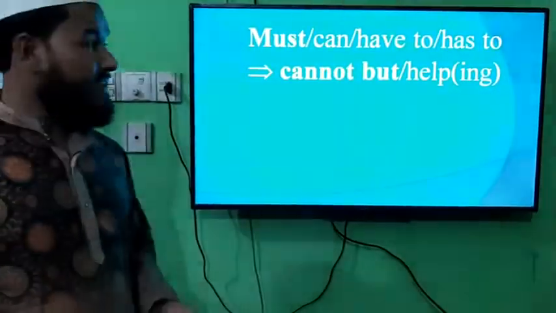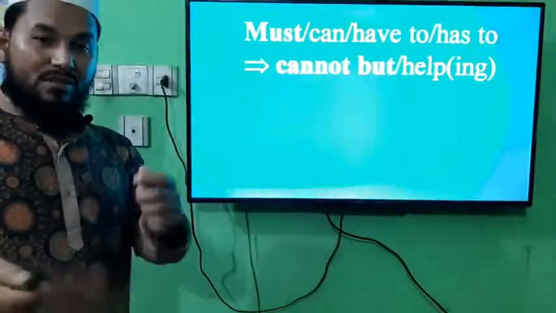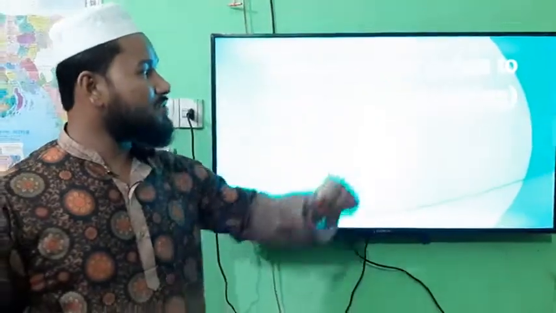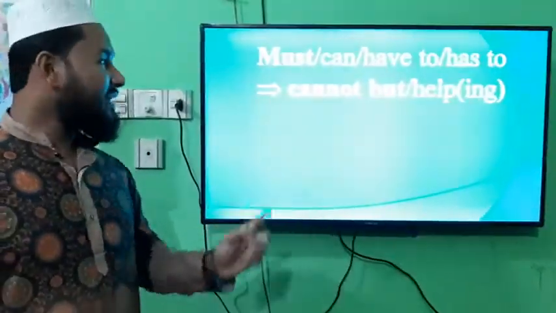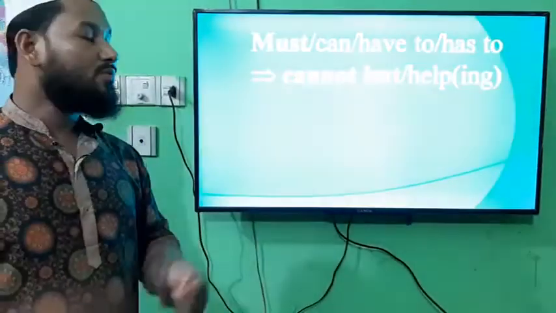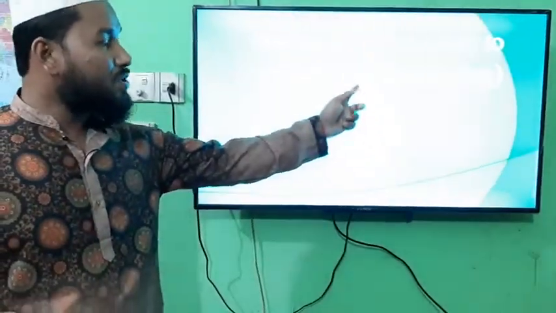Another special word, must. There are also some synonyms of must: can, have to, has to. If we get must, can, have to, has to in a sentence, what should we use? We have to use cannot but or help.